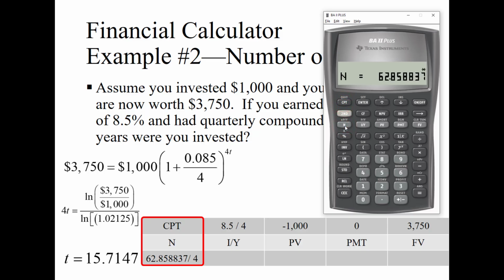And you'll notice that it has 62.858837. Again, that is not the number of years, that is the number of quarters. Because we made an adjustment to our interest rate, we have to make the same adjustment to our N. And so in this case, we need to divide by 4. So I'm going to hit divide, and then 4, and then equals, and that tells us that we had this investment for 15.7147 years.